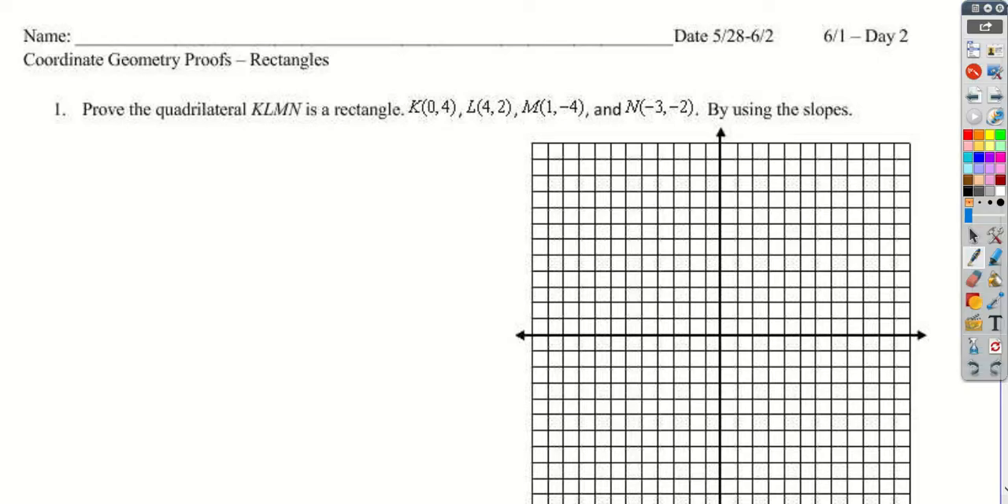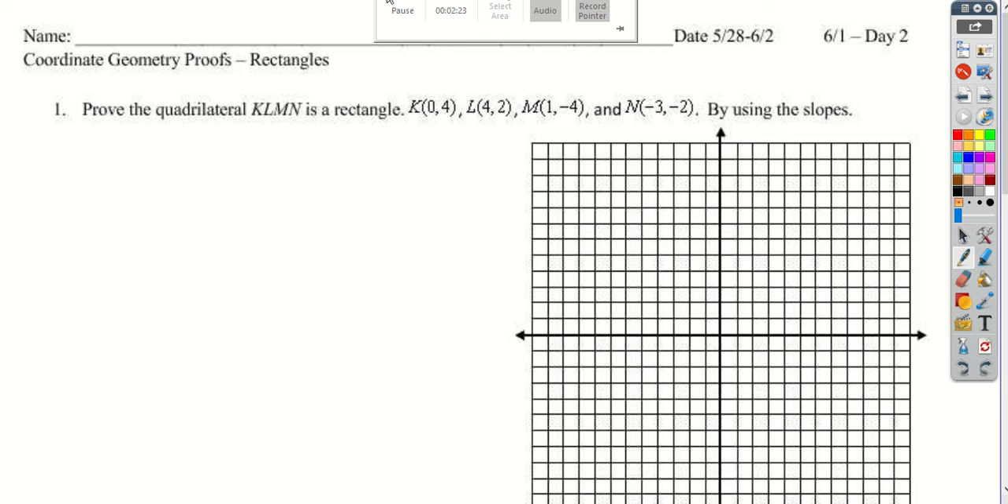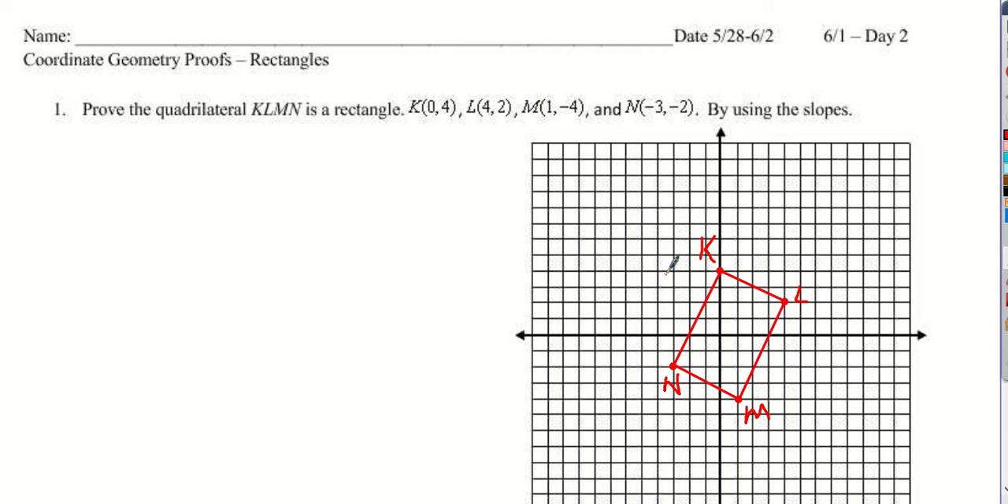We're going to go ahead and graph our shape first, so go ahead and do that for yourself. And so here's KLMN. We're going to use the slope formula here. We're going to use M to represent slope, and then put KL next to it because we're doing the slope of line segment KL. Remember, we're going to do four slopes, so we want to keep track of them.